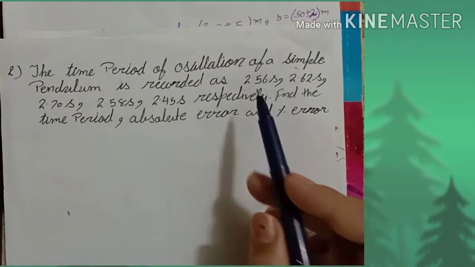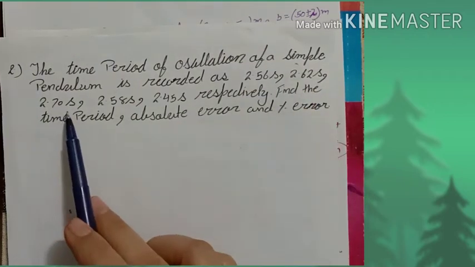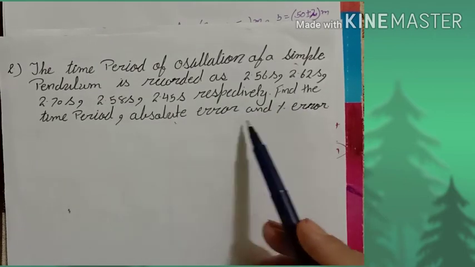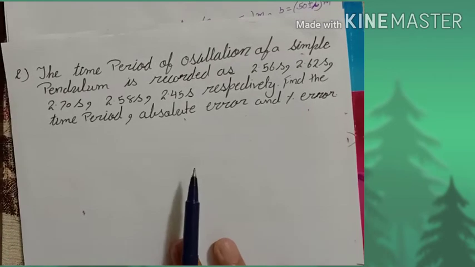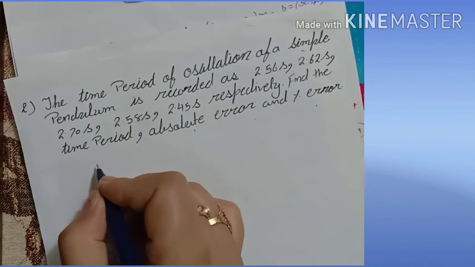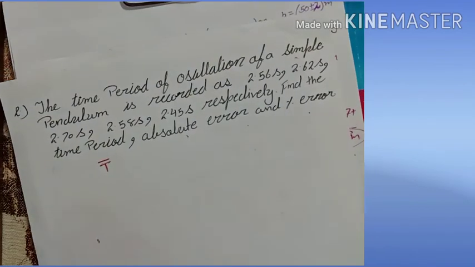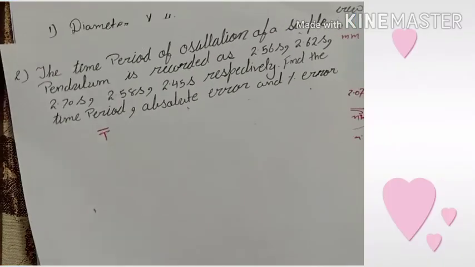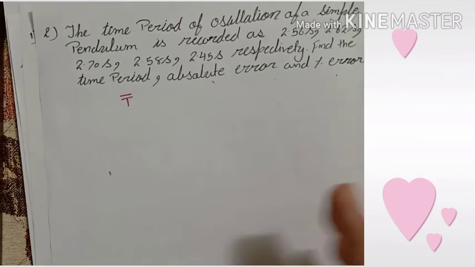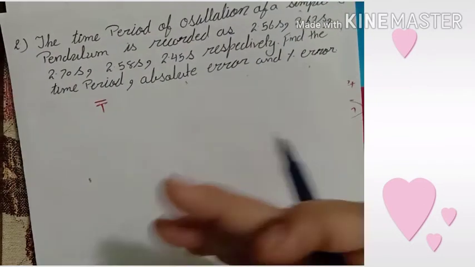The time period of the oscillation of a simple pendulum is recorded as 2.56, 2.62, 2.70, 2.58, 2.45 respectively. Find the time period, absolute error and the percentage of error, right? So first we will find the mean value of this time period. Suppose this time period is represented by t, then t bar is the mean value. Again and again we will not write it out: t bar is the mean value and delta t bar is the mean absolute error. Okay, you can do it easily now, so let us do it quickly.